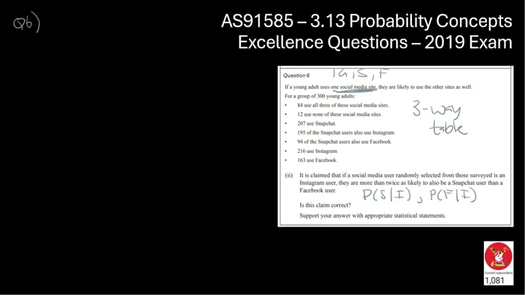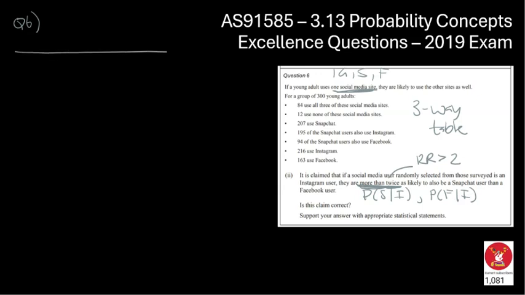And then we need to probably do a relative risk because it says twice as likely. Actually, it says more than twice as likely. So we need a relative risk greater than 2 for that to be true. So our relative risk needs to be greater than 2, and then that will confirm the claim that was made. So let's go ahead and start drawing our table.